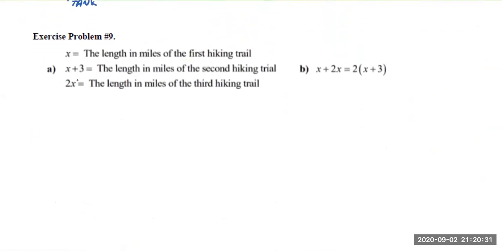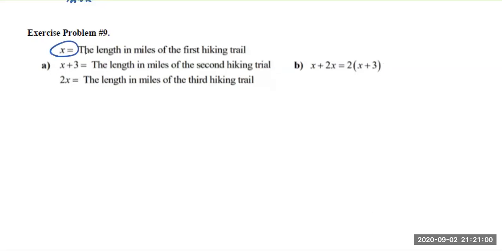So the first part is just understanding how these things are related. I'm going to do some abbreviation, but X represents, and again, whatever the application is referring to, X is the length in miles of the first hiking trail, X plus 3 is the length in miles of the second, and 2X is the length in miles of the third. So the first part is, how are these quantities related to each other? Well, first of all, I want to look at what X represents, and I notice that I see X right here.